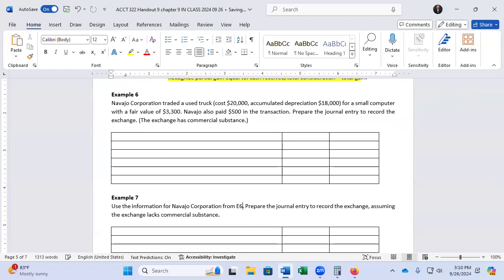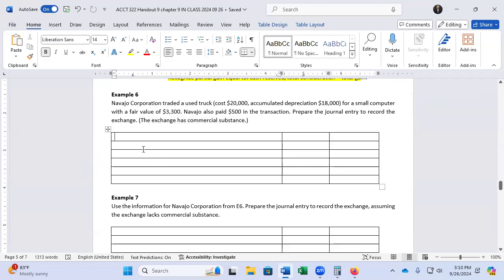Okay, so Navajo Corporation traded a used truck, cost $20,000, accumulated depreciation $18,000. So what's our book basis? $2,000, right? You guys are familiar with that term, the basis, the book basis, cost minus depreciation for long-term assets gives you the book value. For a small computer with a fair value of $3,300, Navajo also paid $500 in the transaction. Prepare the journal entry to record the exchange. And note here, the exchange has commercial substance, so we're going to have to recognize gains or losses.